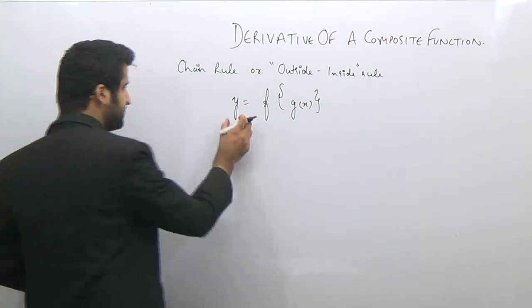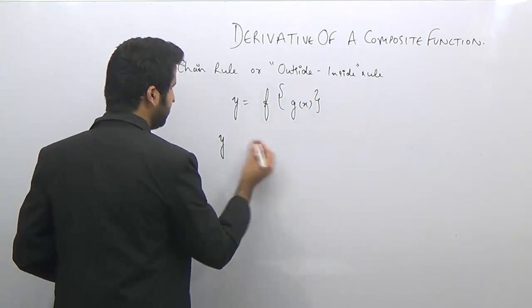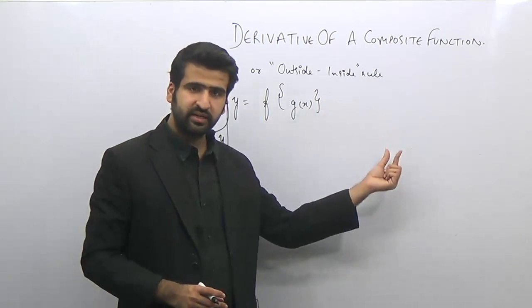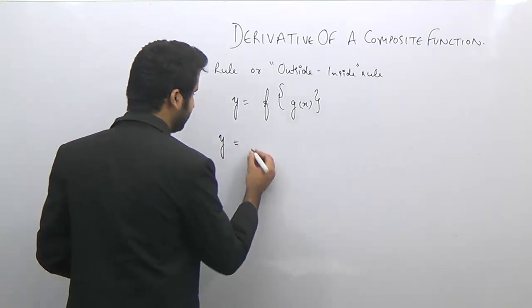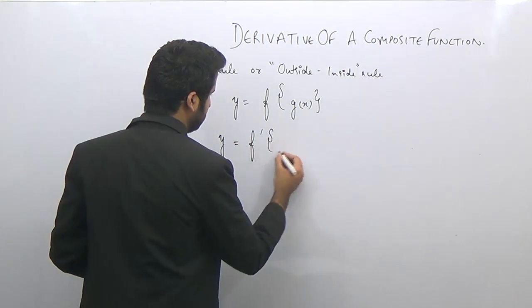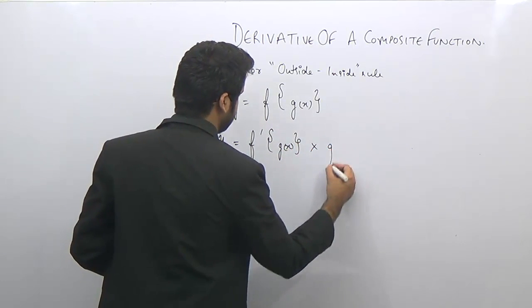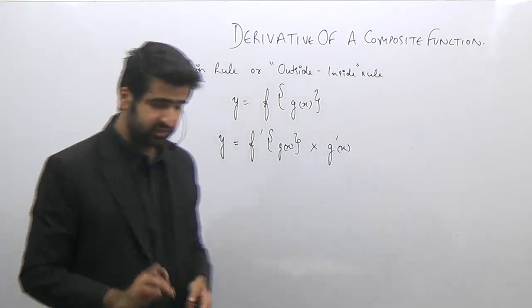Now if you want to differentiate this function, this outside to inside rule says that first you differentiate the outside function, then you multiply it by the inside function's differentiation. Mathematically we can write it as f dash of g of x multiplied by g dash x. So this is the outside to inside rule.